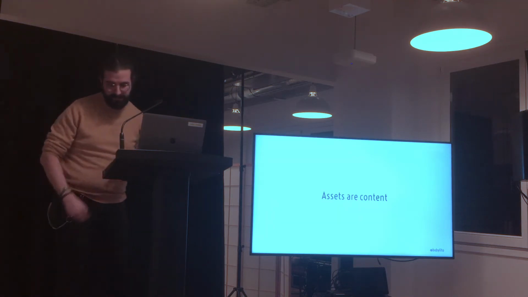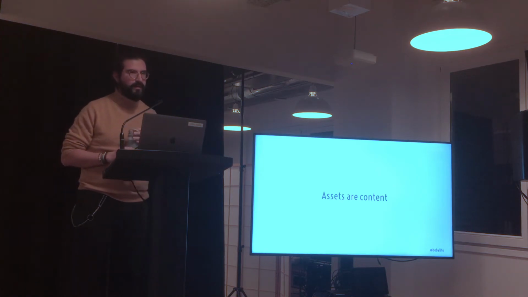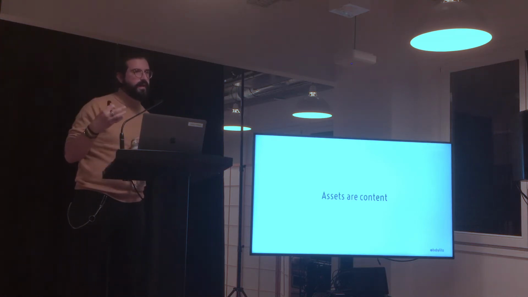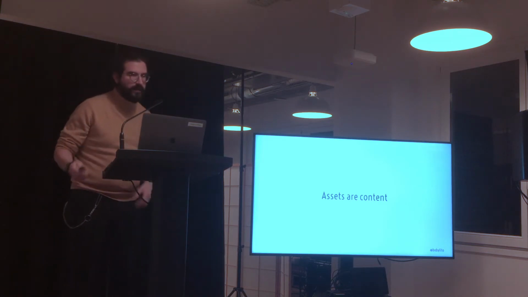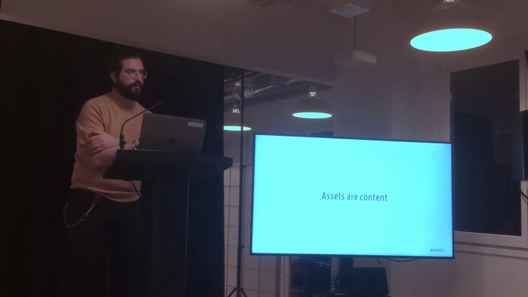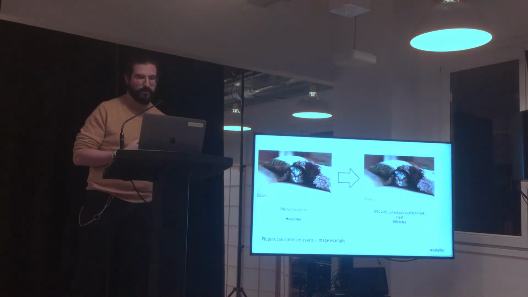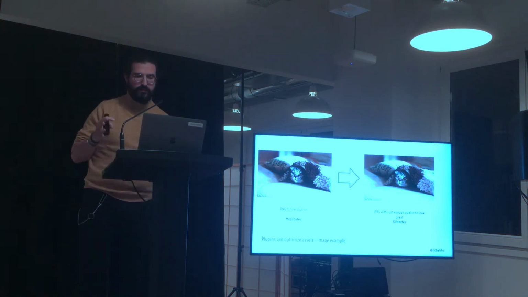One thing that I find very interesting in Gatsby is that assets are also content. So it means that you can also access it through the API that is offered by GraphQL. And because of that, they can offer a lot behind the scene and hide a lot of complexity behind the scene. For example, in the image plugin, it does a lot of optimization for you.